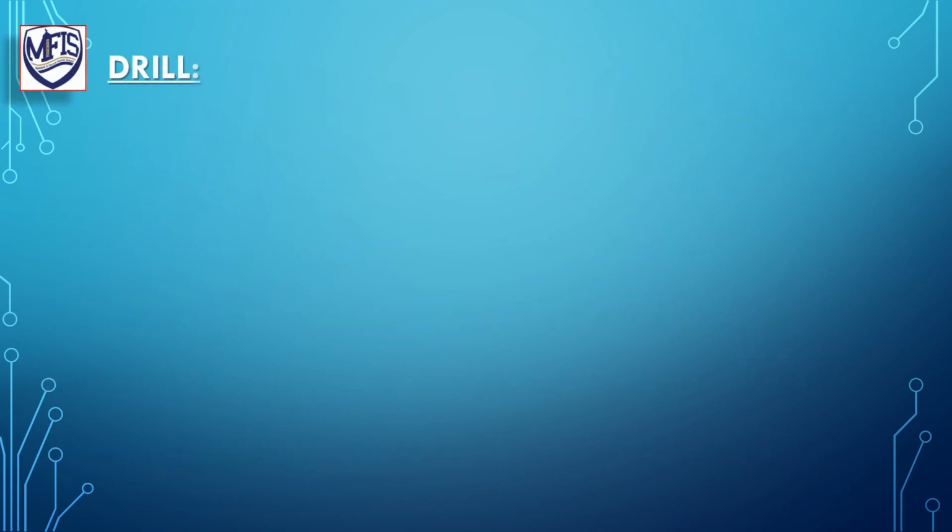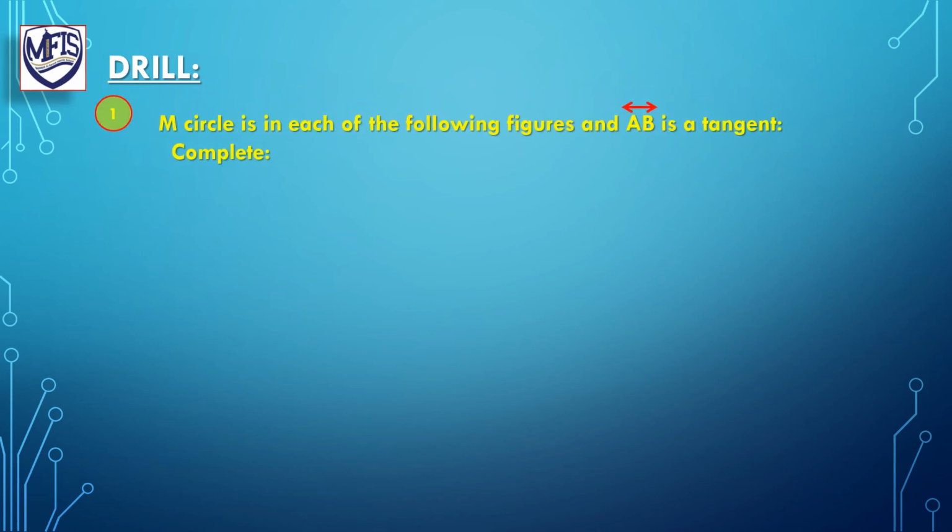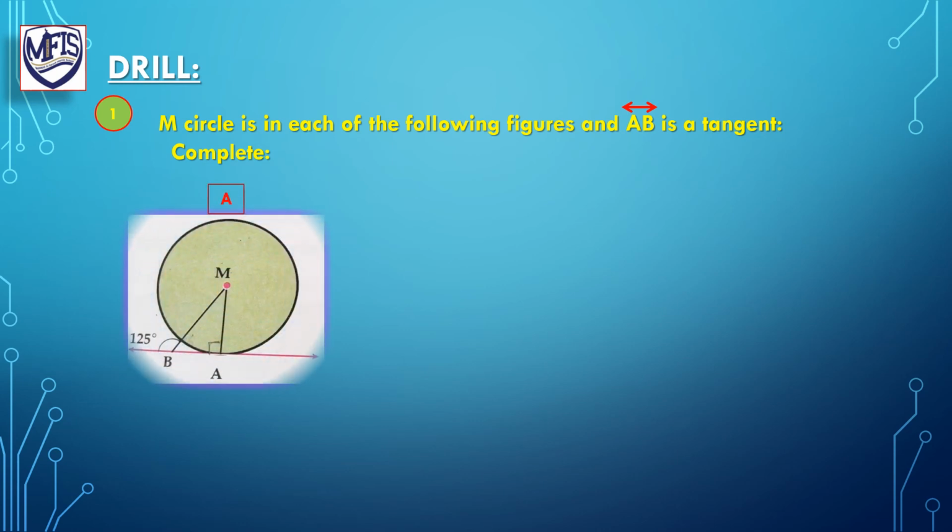Now another drill. M is a circle in each of the following figures and straight line AB is tangent of this circle. Complete. Number A. This is the given. This is the problem A. And he asked me to find the measure of angle AMB. What is angle AMB? Let's see.